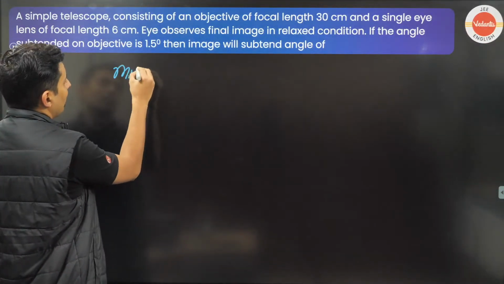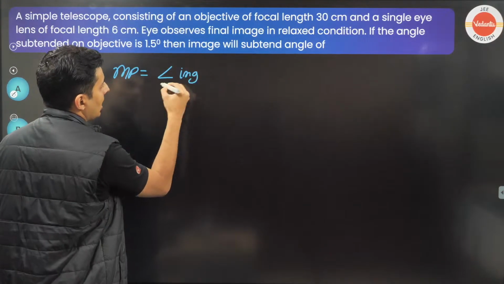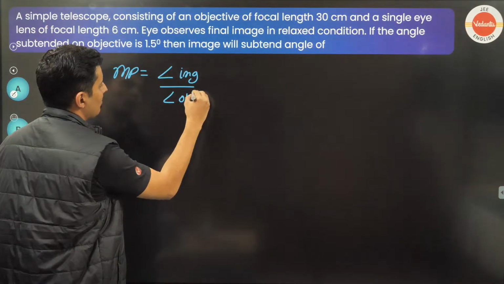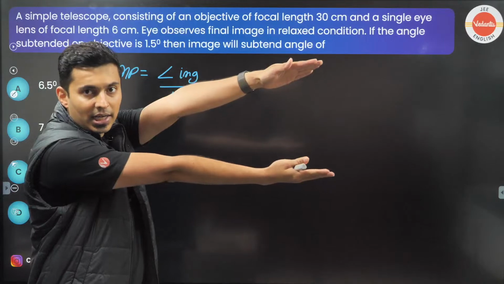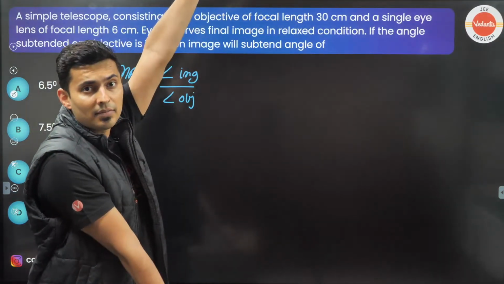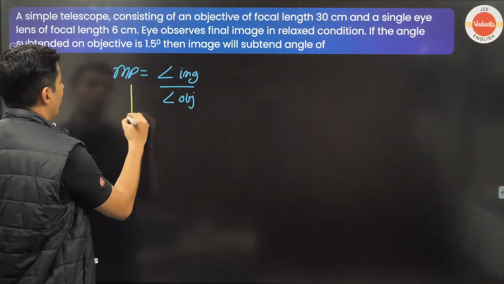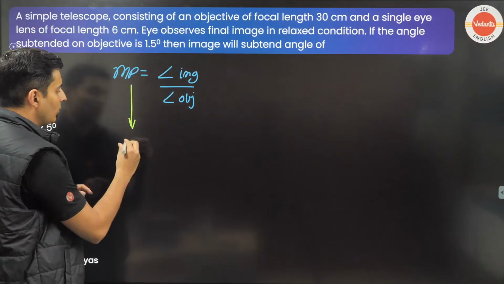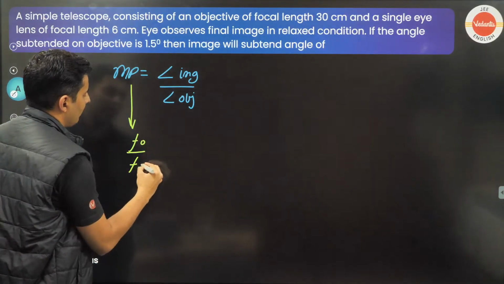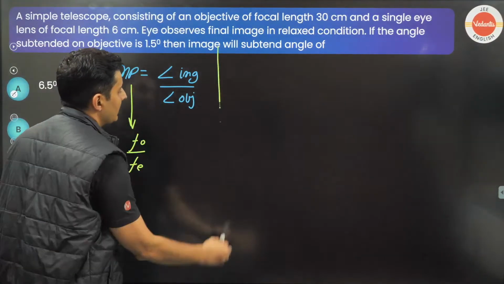The magnifying power is the angle subtended by the image upon the angle subtended by the object. You can see the object subtending a certain angle. If the image subtends a larger angle, it has been magnified. That is the magnifying power. Also, the magnifying power of a telescope is the ratio f0 by fe. That's it. So just use that and you will get the answer.